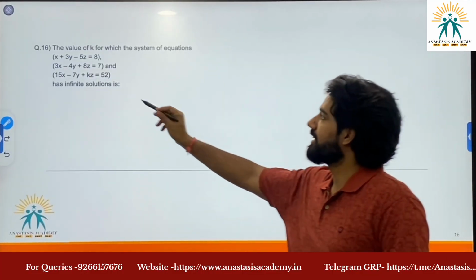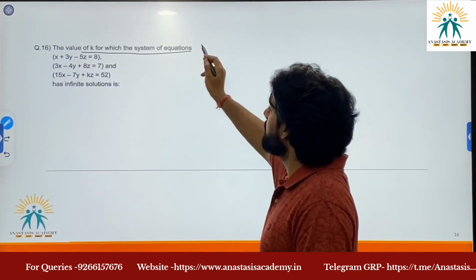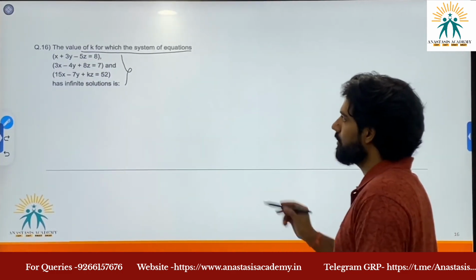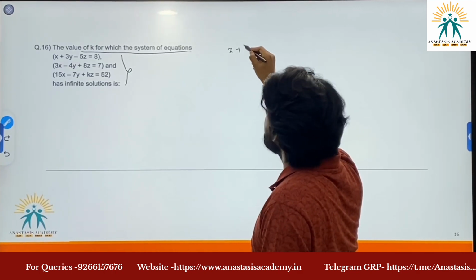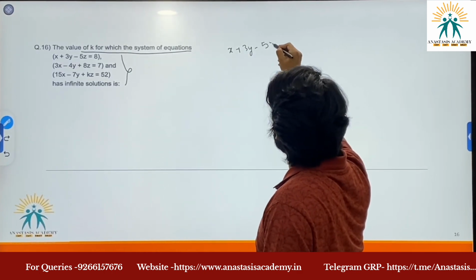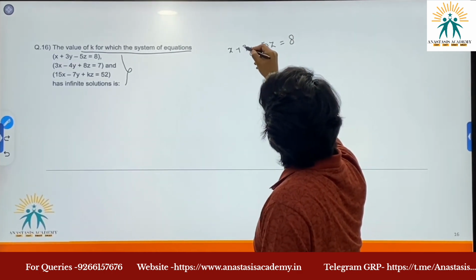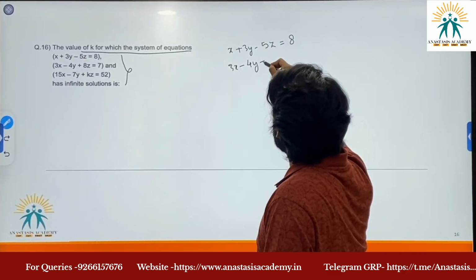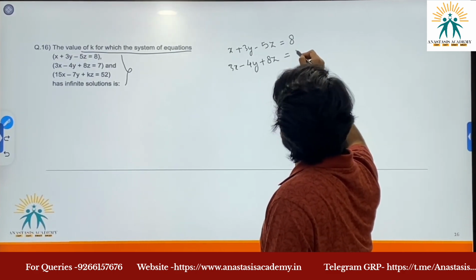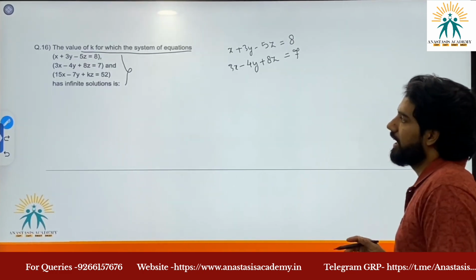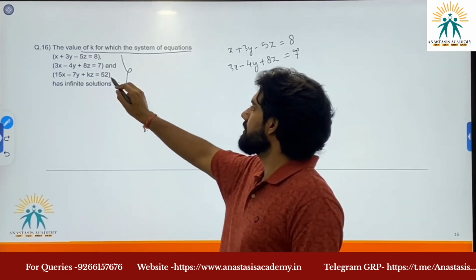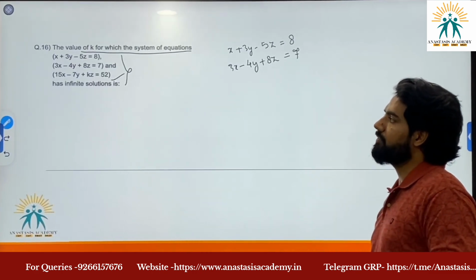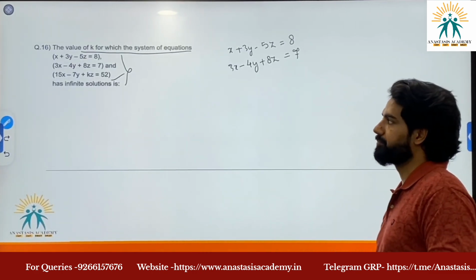Next question. Find the value of k for which the system of equations has infinite solutions. The equations are x + 3y - 5z = 8 and 3x - 4y + 8z = 7. And there is this third equation given, so I need to find the value of k for which this system of equations has infinite solutions.